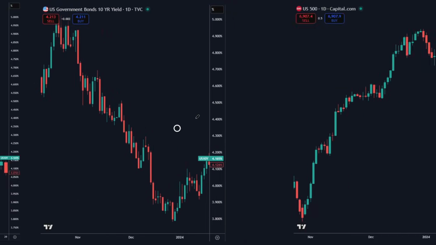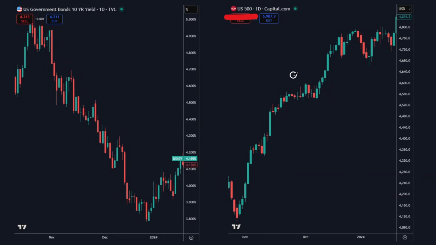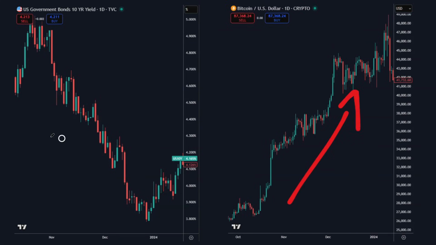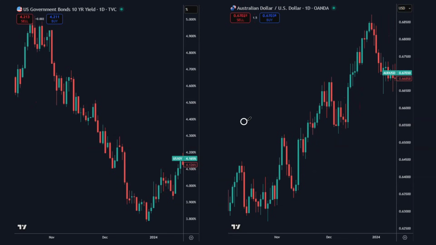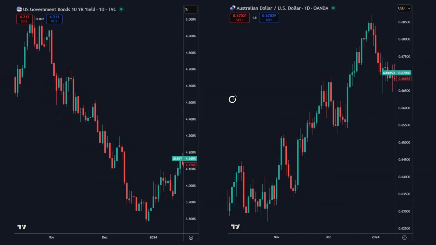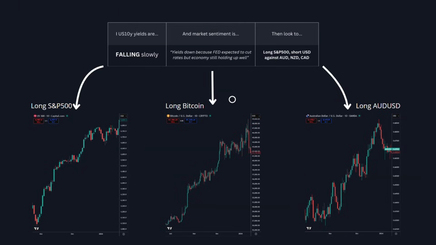Now, look at the S&P 500 here. It went vertical while yields were trending lower. Look at Bitcoin, same, up while yields in a regime of lower slowly. Look at the Australian dollar against the US dollar, up again while yields slowly lower. Now the point is that in this regime, you stop buying the dollar, okay, and you go long risk assets.